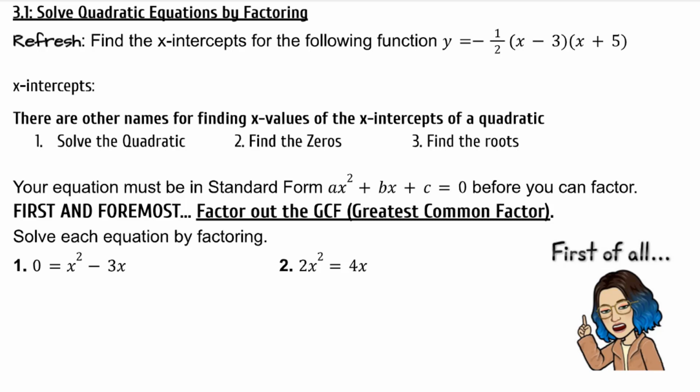So let's find those intercepts. P is 3, Q is negative 5. That makes our x-intercepts negative 5, 0, and 3, 0.